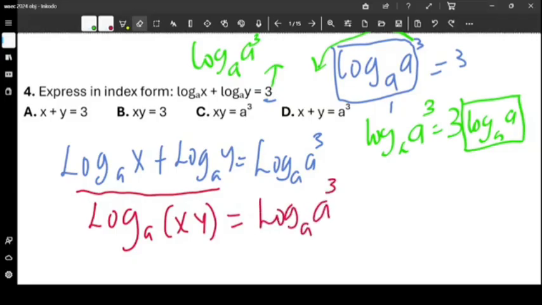So now that I have equal bases, the logarithm and the base on both sides are the same. I can easily strike out the logarithm on both sides to give me that xy is equals to a raised to the power 3, option C.